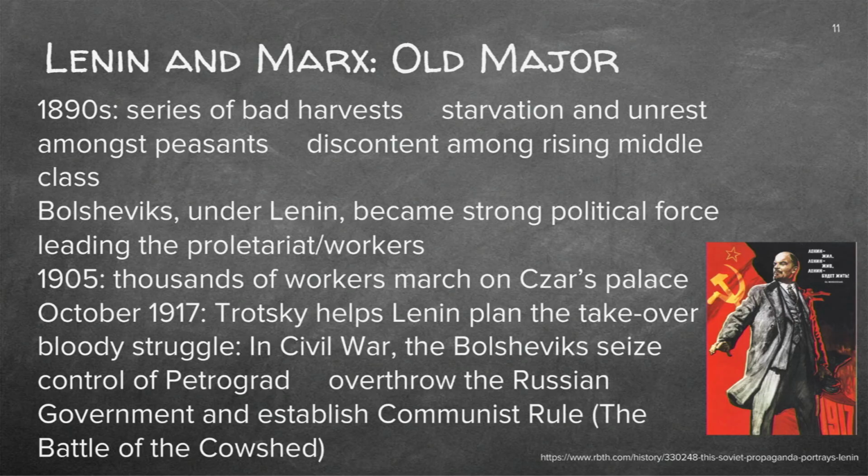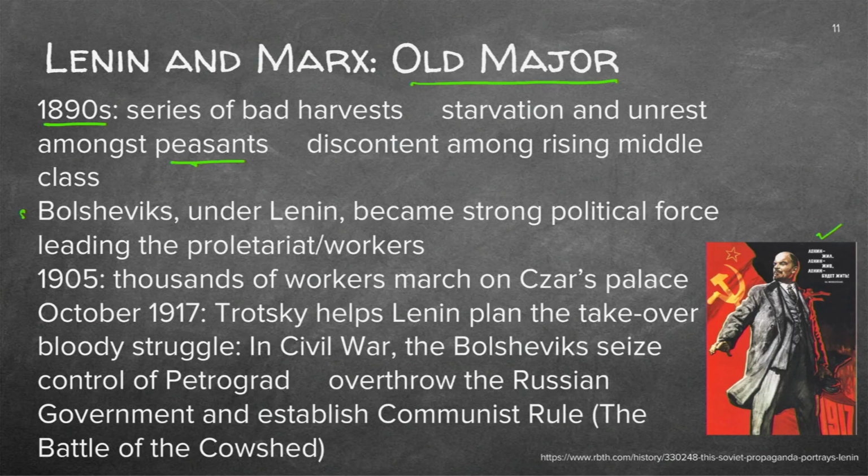So also one representing the other, Old Major, the boar, who is a spokesperson for the animals, is like a combination of Lenin and Marx. Go and read about what they stood for, etc. Read about the history of the time, where in the 1890s there was a series of bad harvests, there was starvation, and there was unrest amongst the peasants. The peasants, of course, being the animals, the general common animals. Discontent amongst the rising middle class. About the Bolsheviks, who under Lenin became a strong political force.